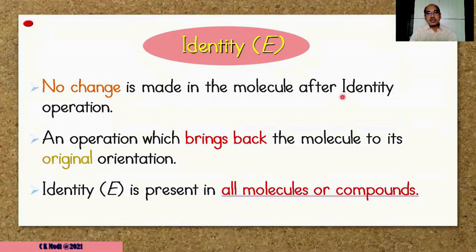When we are talking about identity, suppose we are talking about any particular molecule, and we perform identity operations. After performing identity operations, what are we getting? We are getting no change in that molecule. That means all operations which bring the molecule back to its original position. So when we perform any identity operation on the molecule, no change is made. The molecule will remain as it is.